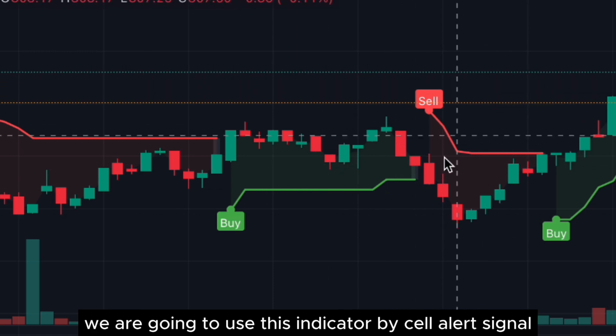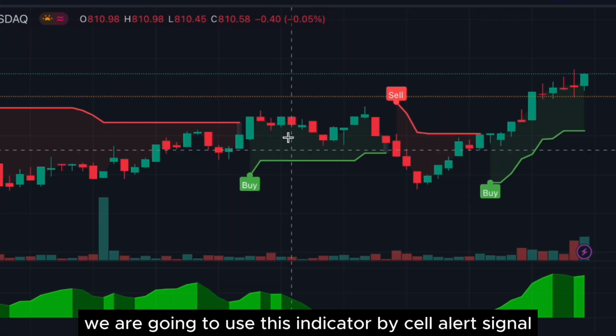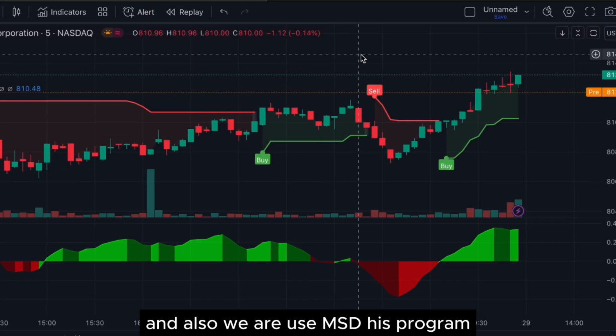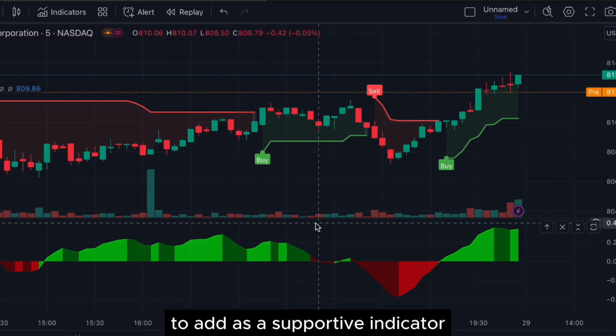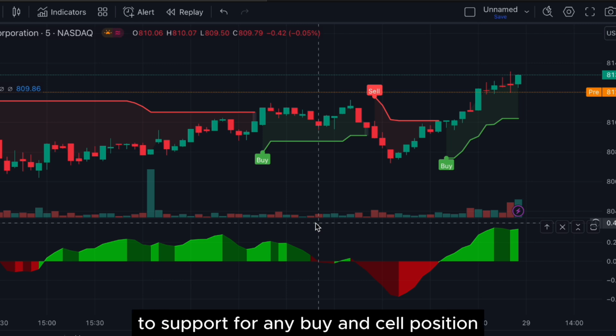In today's video, we are going to use this indicator, buy sell alert signal, and also we will use MACD histogram to act as a supportive indicator to support any buy and sell position.